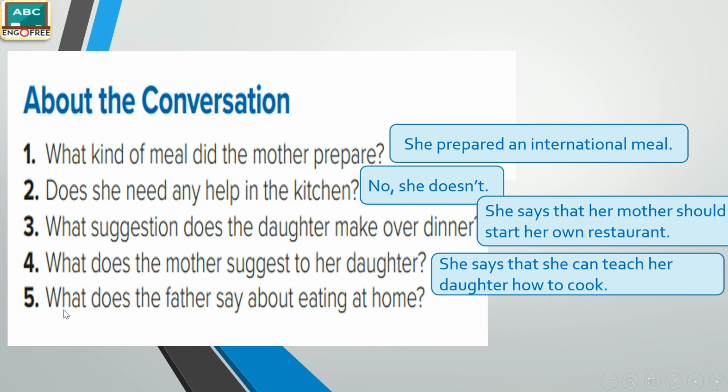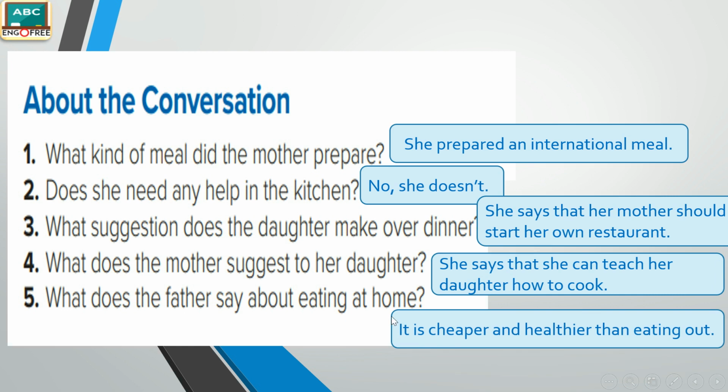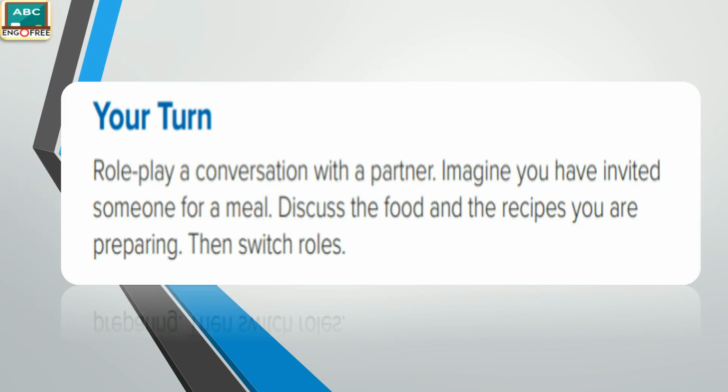Number 5. What does the father say about eating at home? He said it's cheaper and healthier than eating out. Your turn. Replay the conversation with a partner. Imagine you have invited someone for a meal. Discuss the food and the recipes you are preparing. Then switch the roles.